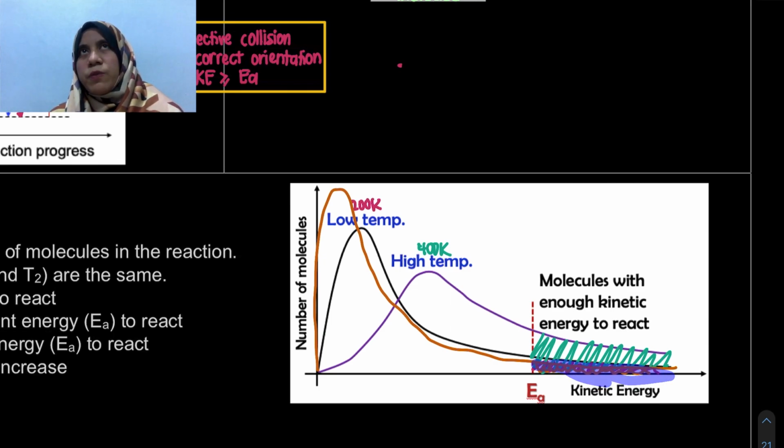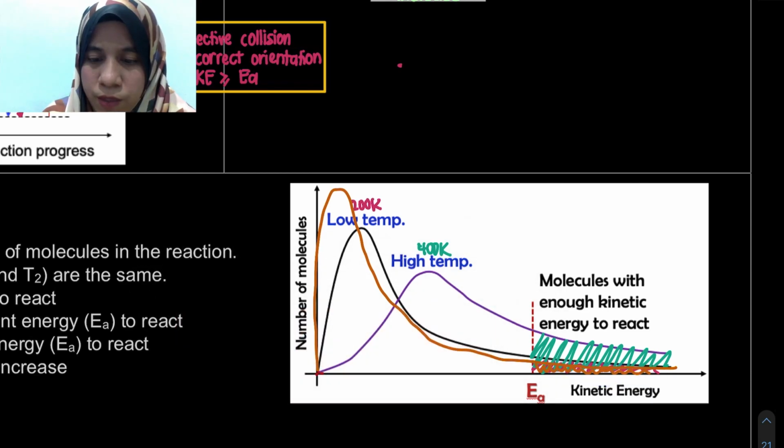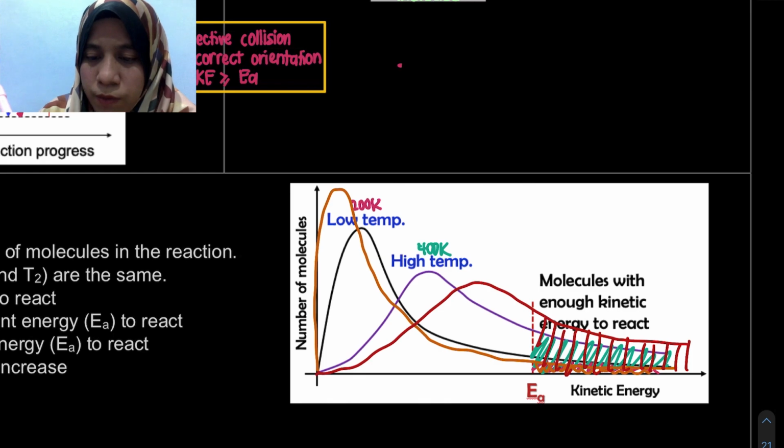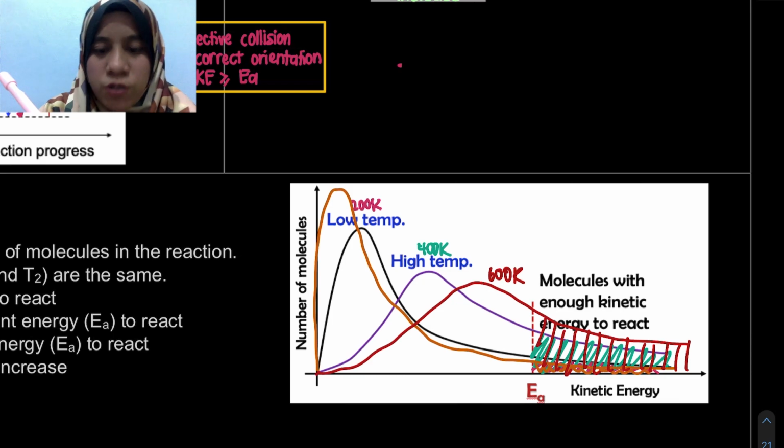So, for example, if I'm going to draw for 600K, it means that it will be steeper than this. So the number of molecules with energy greater than activation energy will be this one. That is the thing that you have to know for the Maxwell-Boltzmann distribution curve. Usually, it will ask you to redraw the curve and show if the temperature is higher or lower. So those are the examples.